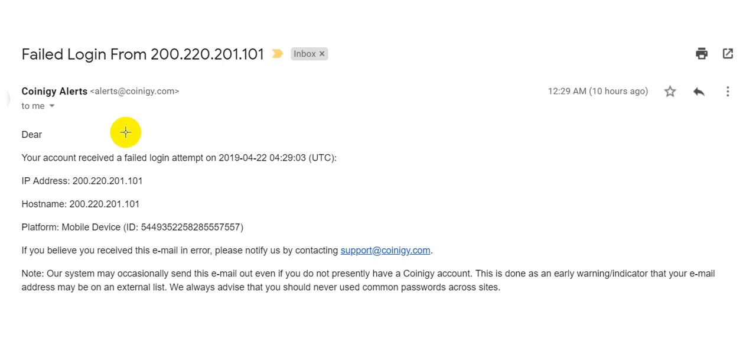And it says, dear so and so, your account received a failed login attempt at this time with this IP on this host platform. And of course, I know that that was not from me. So I just wanted to find out where these people are who are trying to attack my account and steal my money or whatever. I mean, this account is not connected to any money or something like that.